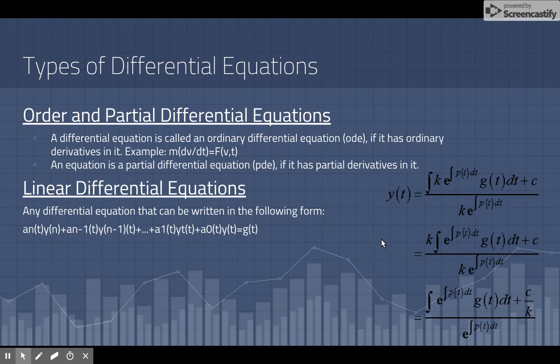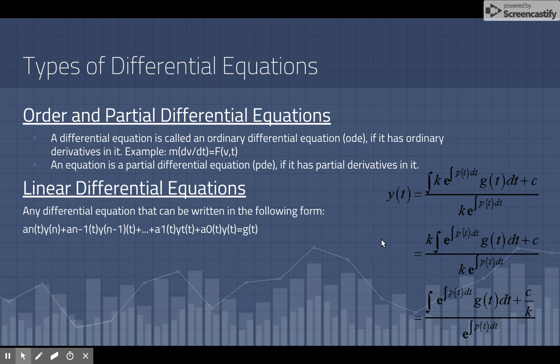So, the types of differential equations. Here are three different types of differential equations, and although there are many types, these are the ones that are mainly focused on for population growth. A differential equation is an ordinary differential equation if it has ordinary derivatives in it. The example is the variable m times the derivative of the variable v divided by the derivative of the variable t, which equals f times the variable v t. And an equation is a partial differential equation if it has partial derivatives in it.